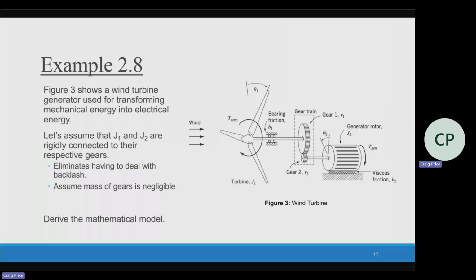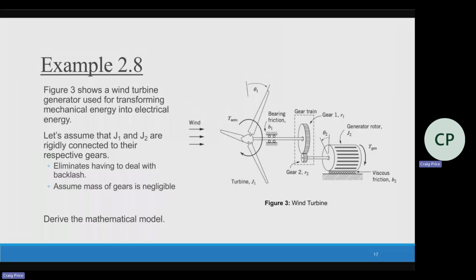The book tells us that J1 is rigidly attached to gear 1. So all of this turns the same way. Same thing for the generator in gear 2. So we don't have to look at the shaft, any kind of bending there. We're just going to assume they move together, all the same theta. So we've just got one theta 1 and a theta 2.